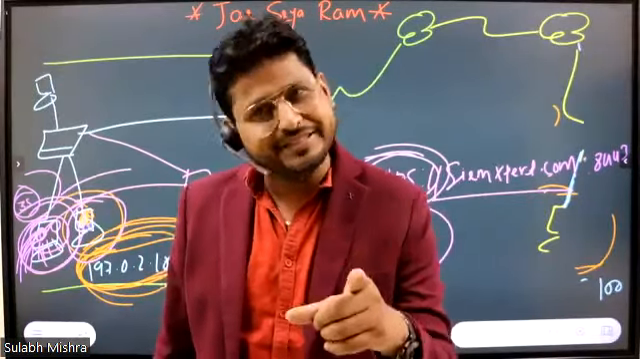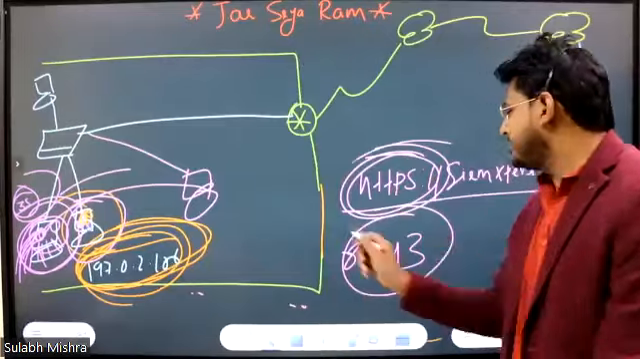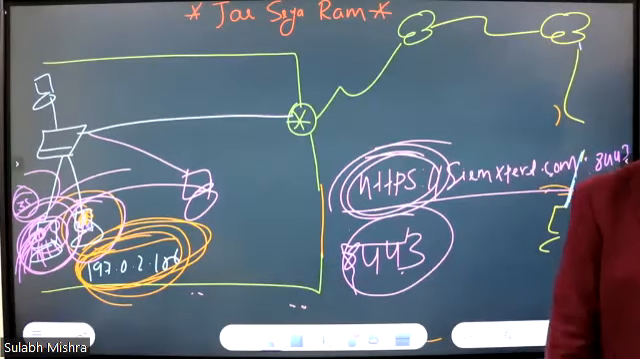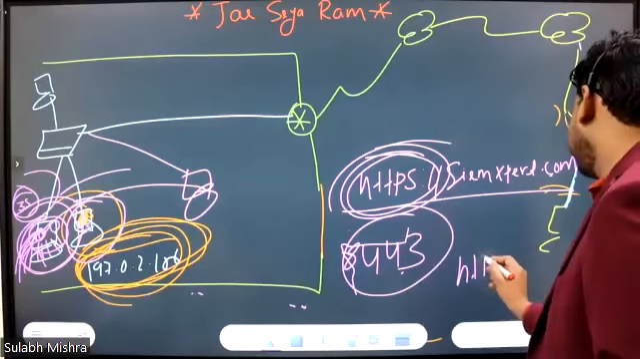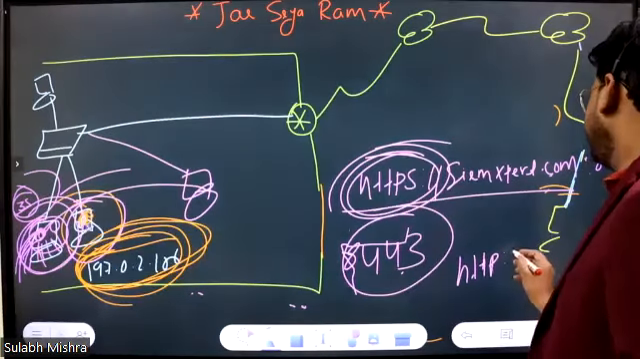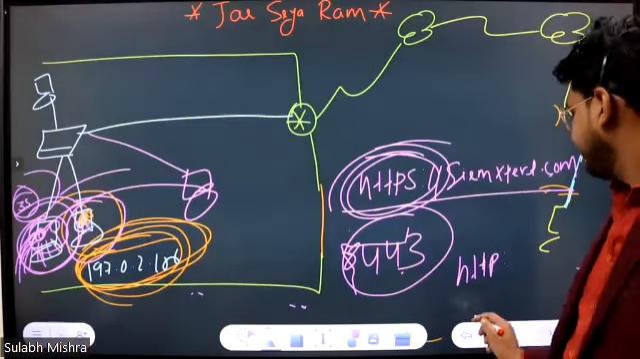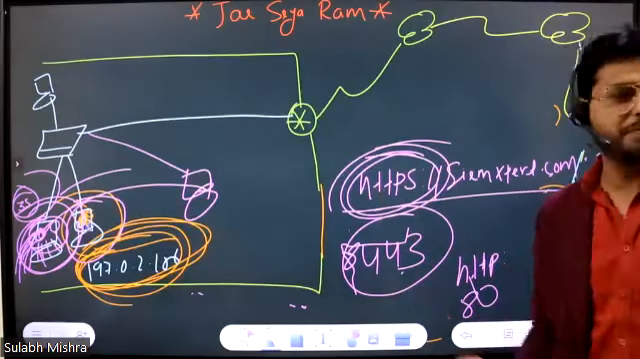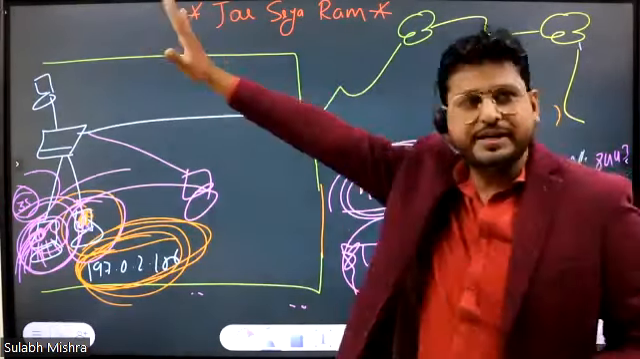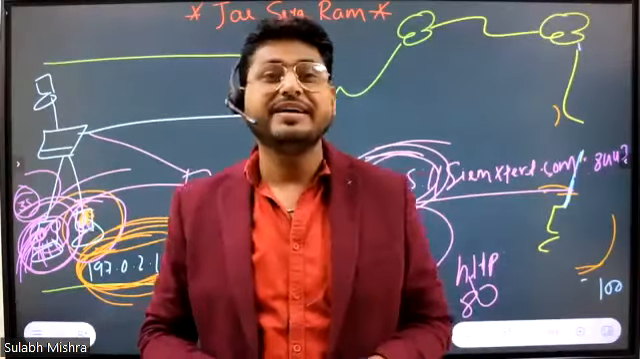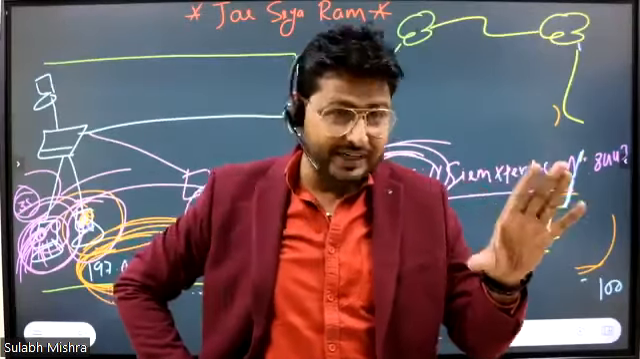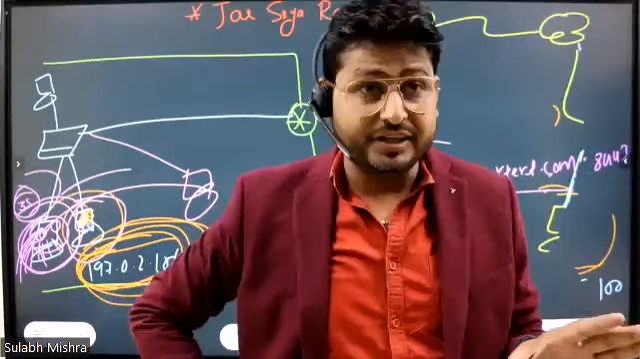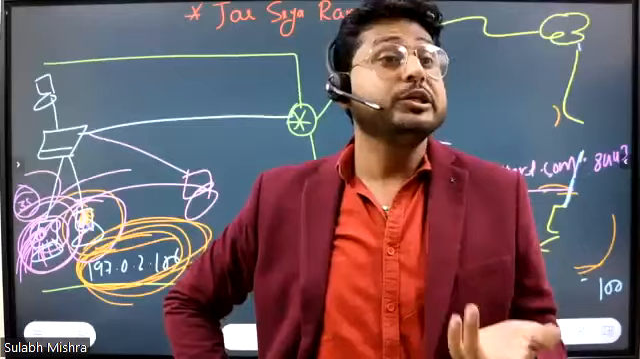So IANA has reserved those port numbers, meaning HTTPS means port number 443. If any communication is happening on HTTP, then port 80. If you type HTTP, the browser will by default send the packet to port number 80, right? In public communication, on internet communication, some well-known port numbers are reserved for specific services.